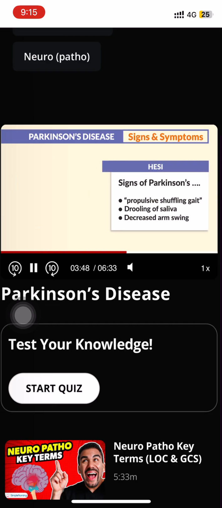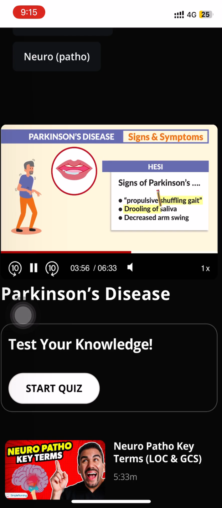Now, Hesse had a question about this, asking about the signs of Parkinson's. Select all that apply. So, propulsive shuffling gait, drooling of saliva, and decreased arm swinging. Those are the key terms there.